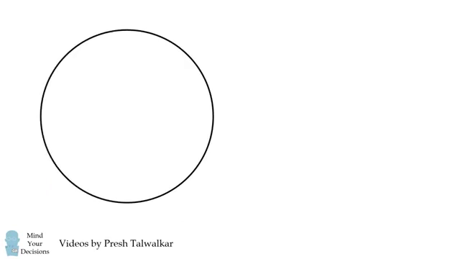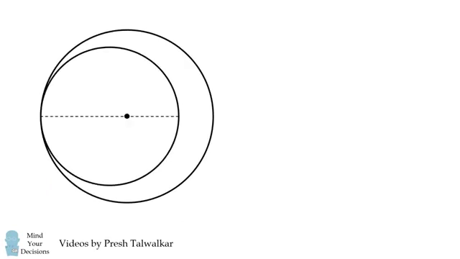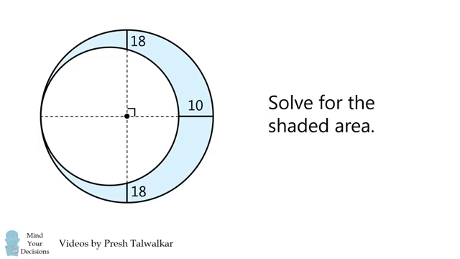With two circles that are tangent to each other. Draw the diameter of the large circle and note that this distance between the two circles is 10. Now draw another diameter of the large circle that's perpendicular, and at these points the distance between the two circles is 18. The question is, what is the area in between the two circles?